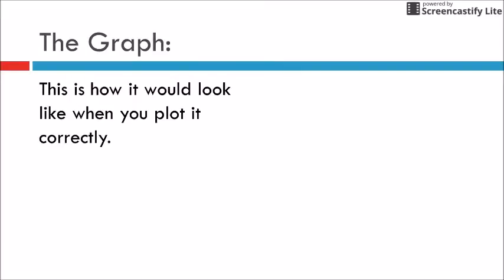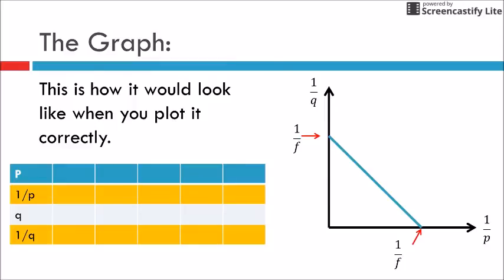The graph. This is how it would look when you plot it correctly. Pay attention, you will record here the values of p, then you will get the reciprocal of each value. Also, you will record the value of q here and find the reciprocal of q.